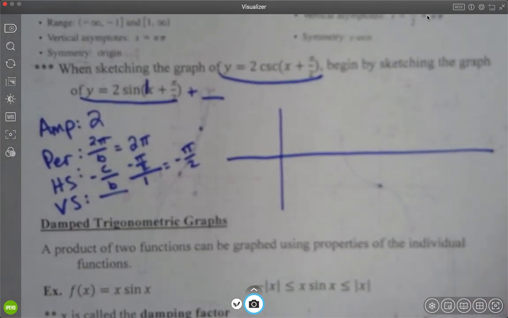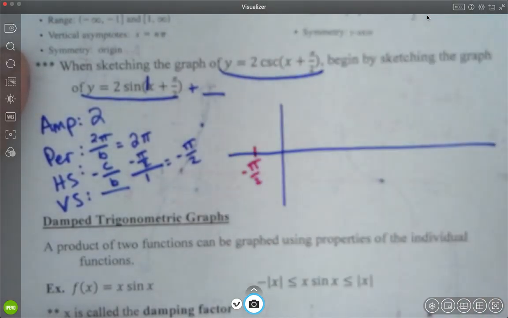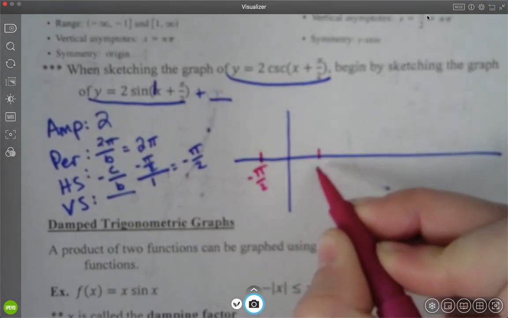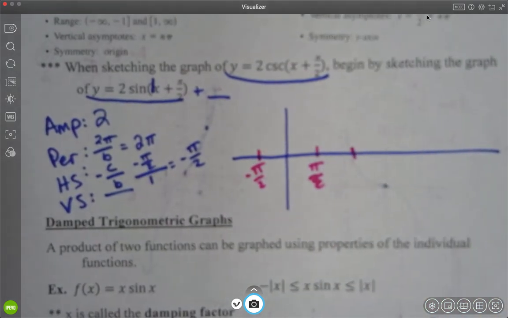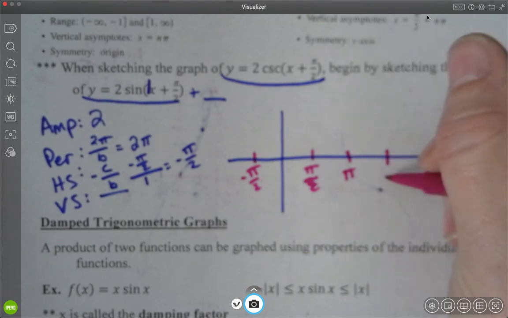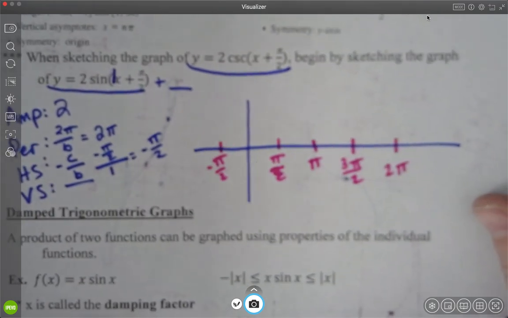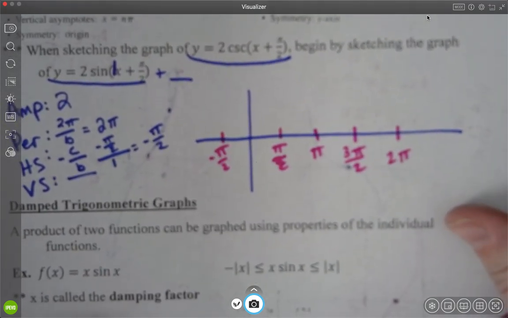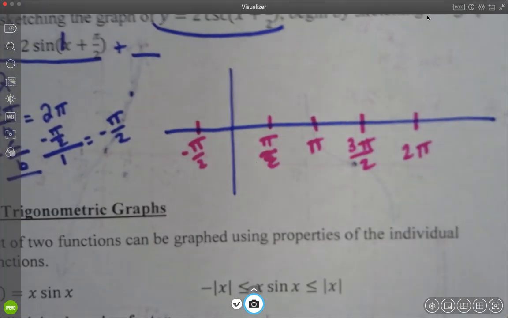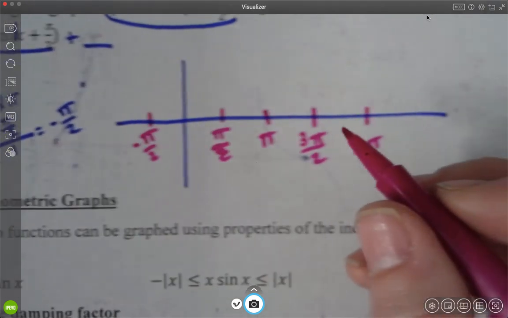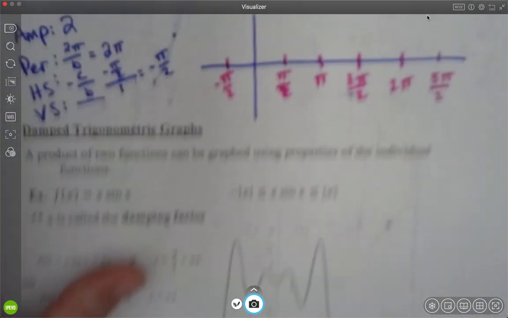We have not shifted him up and down at all. No vertical shift. But let's go back here at negative pi over 2. That would mean over here would be positive pi over 2. And what's the next interval after pi over 2? Pi. And then 3 pi over 2, and then 2 pi, and then 5 pi over 2, and so on. We could keep going on forever.